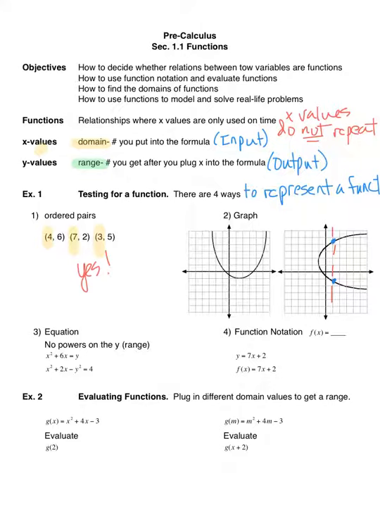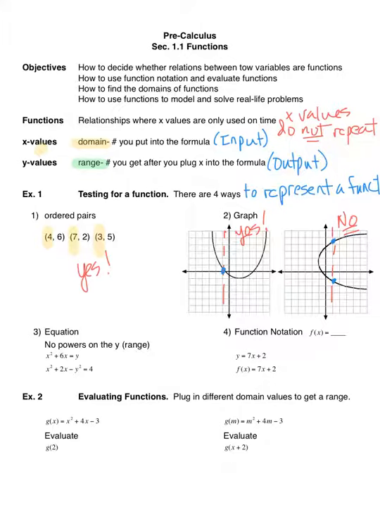So for this particular one, no, this one is not a function, but we said that yes, this one was a function because when you ran that vertical line through it, no matter where you land it, it only touches that graph once. So those are some ones that you should be very familiar with.